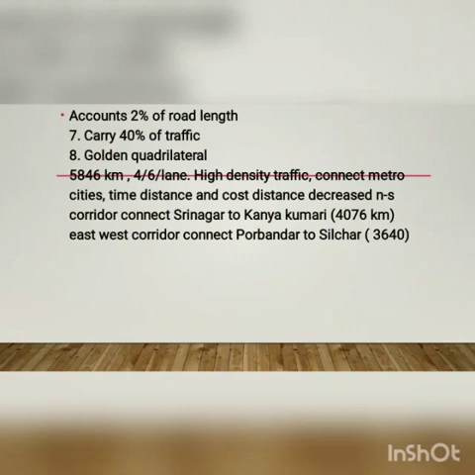Golden Quadrilateral, 5,846 km. High density traffic connects metro cities. Time, distance, and cost are decreased. The north-south corridor connects Srinagar to Kanyakumari, and the east-west corridor connects Porbandar to Silchar.